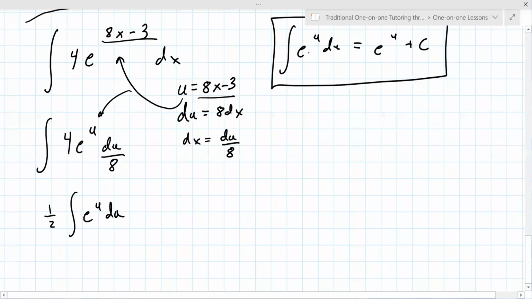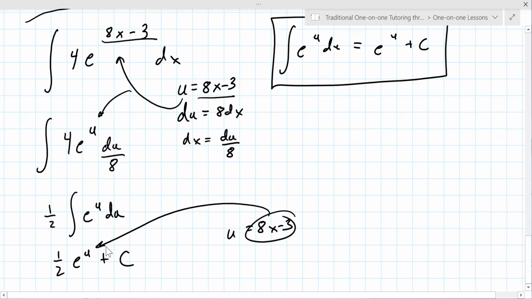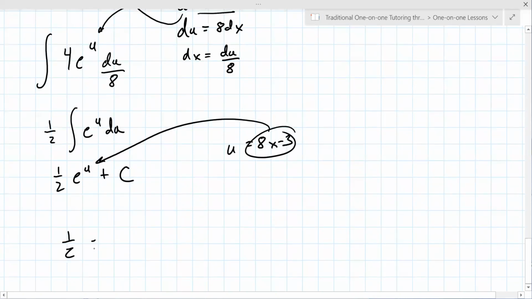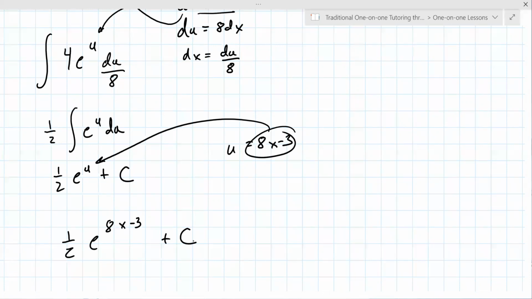What's the integral of e to the u du? Well, it's itself. It's e to the u plus c. And then you take this u, 8x minus 3, and you put it back in. So it's 1/2 e to the 8x minus 3 plus c. Wait, how did you get half? 4 divided by 8 is 1/2.